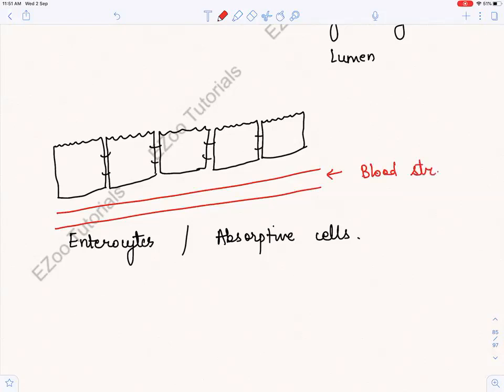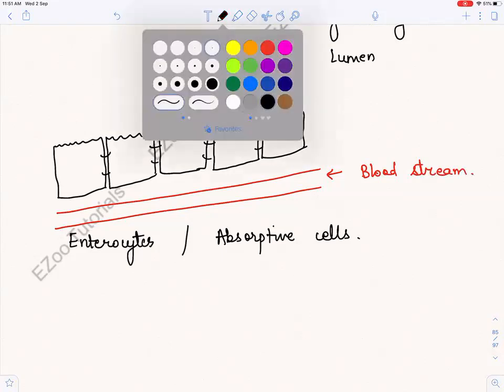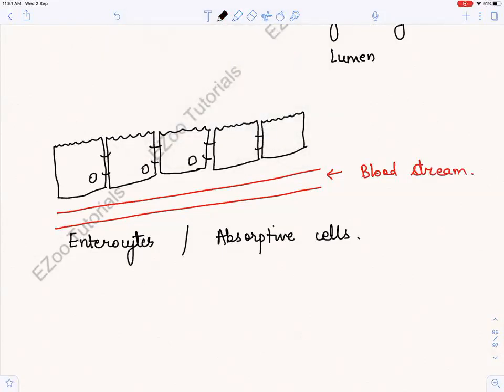Right. So what will happen here in the enterocytes? When the food is reaching the intestine, in which form is it? We should not say food, we should say starch. The starch is in the partially digested form. Please remember this: when it is reaching the intestine, it is in the partially digested form.